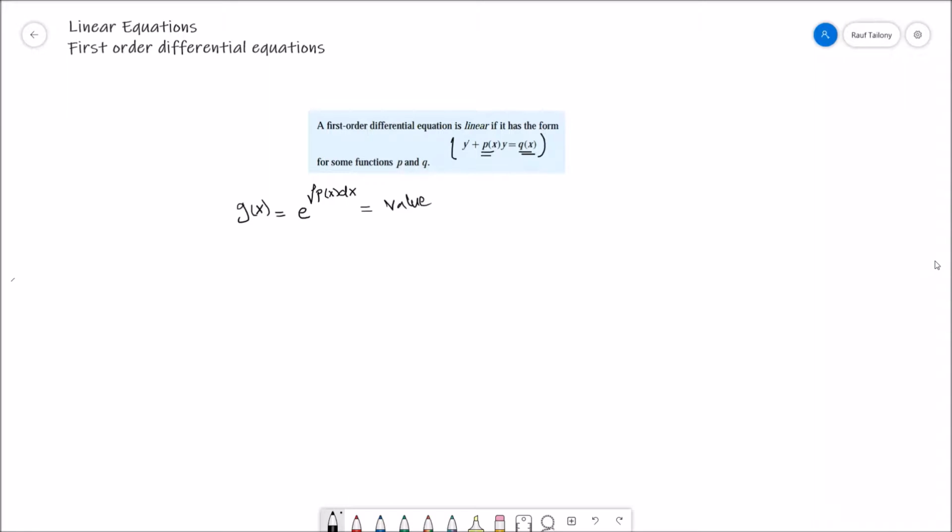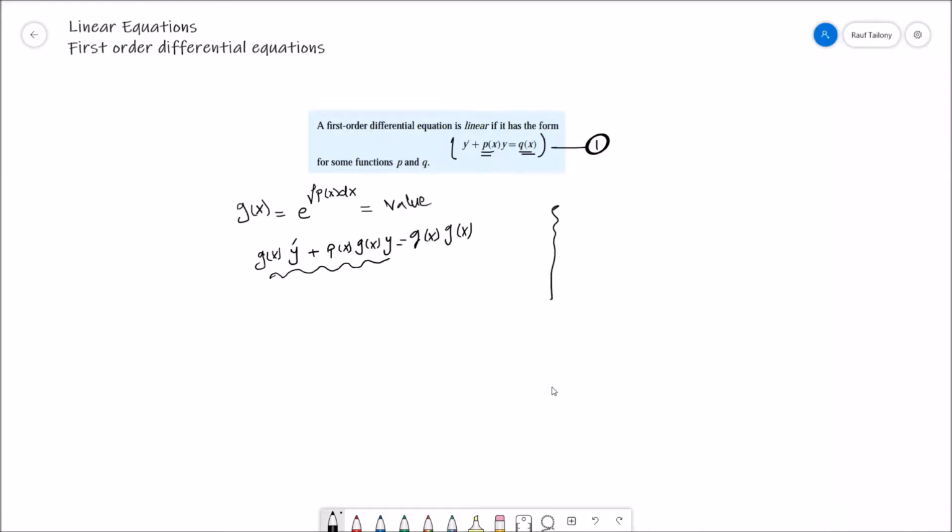After that, you multiply both sides of the equation with the function g of x, which is called the integration factor. In this case, multiplying g of x with, let's call it equation number 1, will give you the following results. So it will give you g of x y prime plus p of x g of x y equal q of x multiplied by g of x.